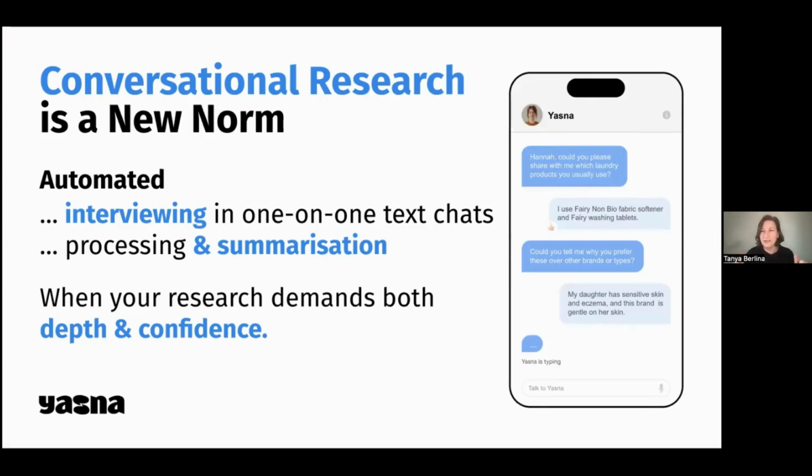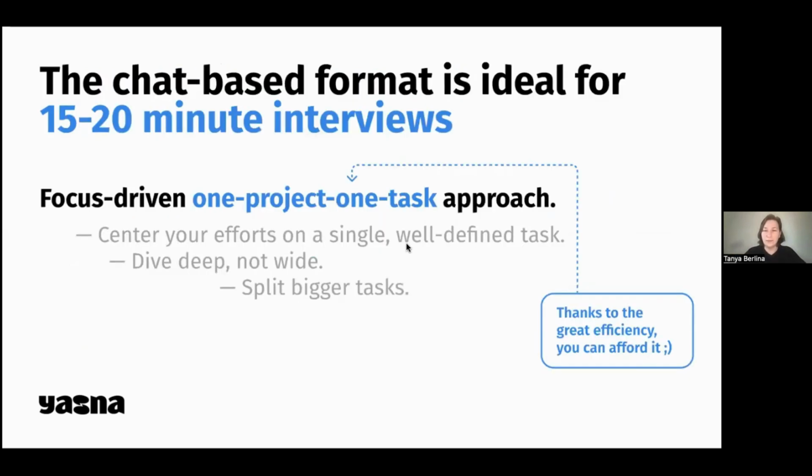So conversational research, for everyone who knows, that's great. For everyone who is not sure or doesn't remember, I would like to tell you that conversational research is an automated interviewing and automated processing and summarization of the results. In our case, this automated interviewing is done via one-on-one chats where our AI agent is typing the questions and people answer using text or voice responses, whichever they prefer. Conversational research is a great thing when you need to combine depth and some confidence. And confidence we usually get when we have a scale and we can validate our insights and see the numbers. So it's a combination of quant and qual.